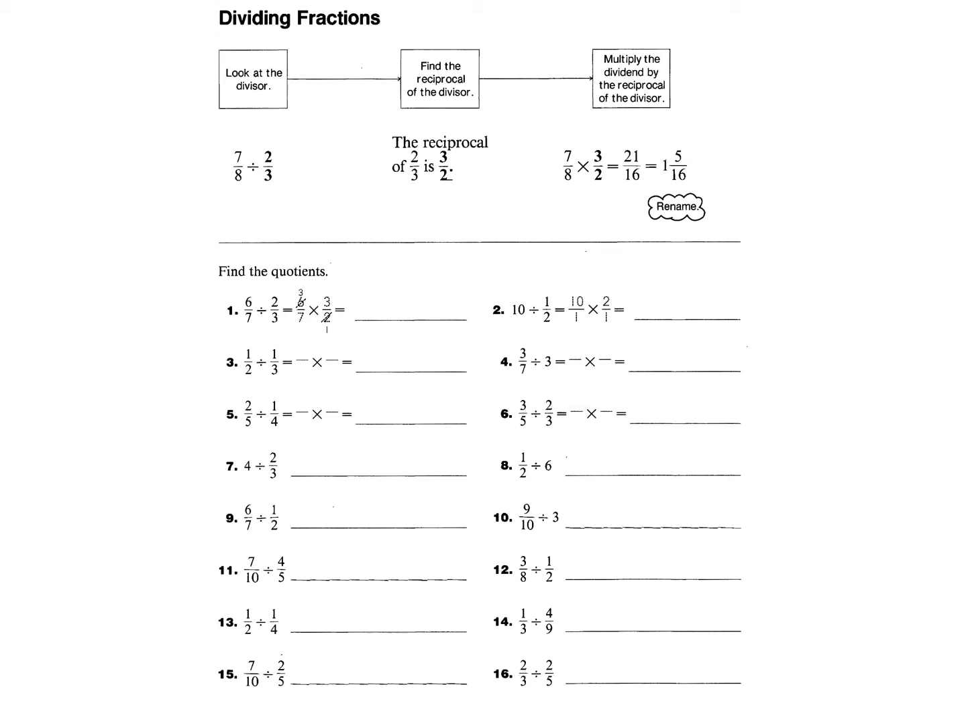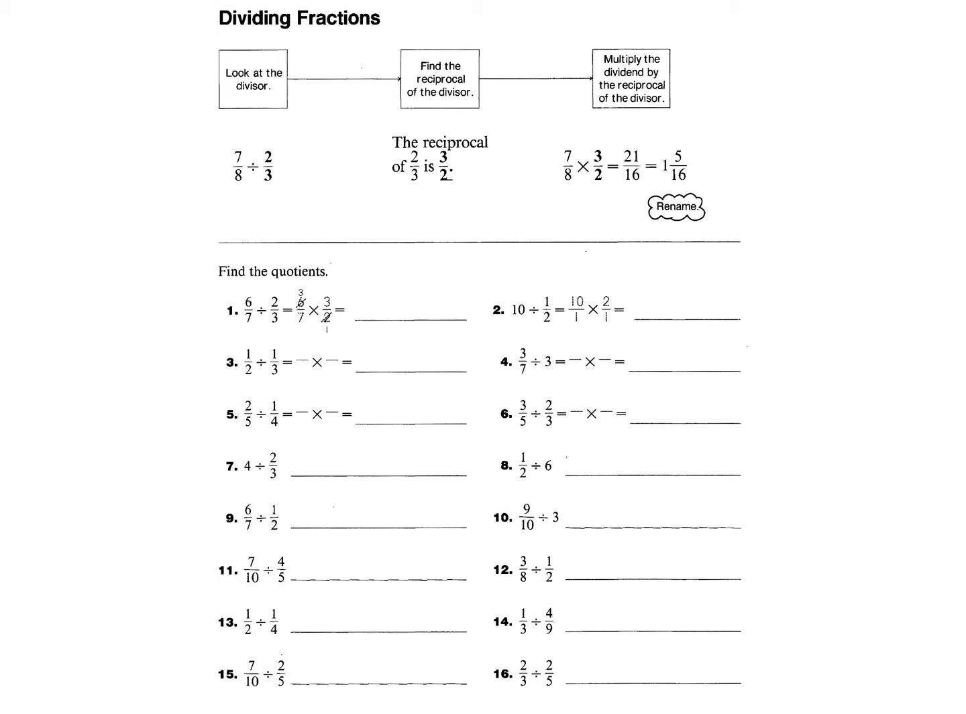Dividing fractions. Look at the divisor. 7/8 divided by 2/3. Find the reciprocal of the divisor. The reciprocal of 2/3 is 3/2. Multiply the dividend by the reciprocal of the divisor.